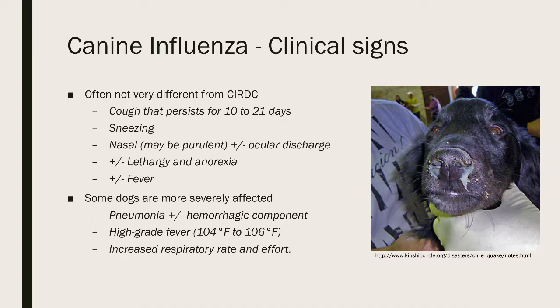Flu dogs may also have a really high-grade fever. So these are dogs that are burning up, really lethargic, and just not doing well. They may have an increased respiratory rate and effort associated with their pneumonia. And in up to 10% of cases, which is a very high end, usually it's about 5%, dogs may die as a result of canine influenza.